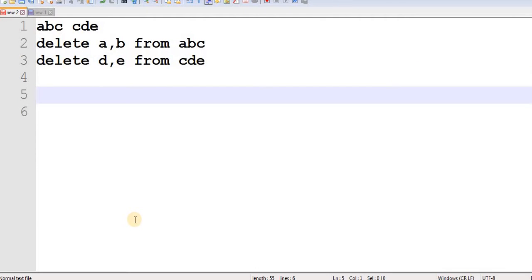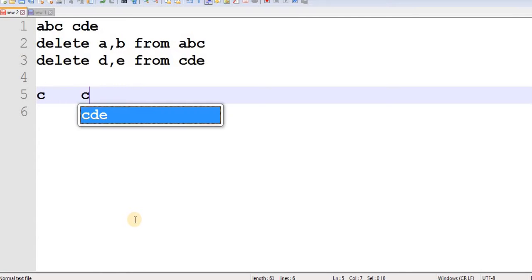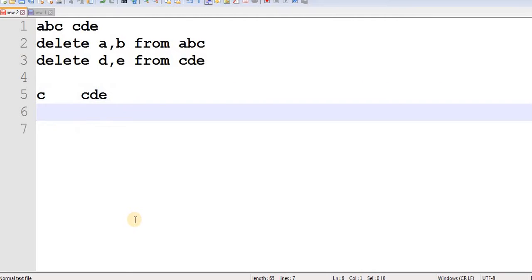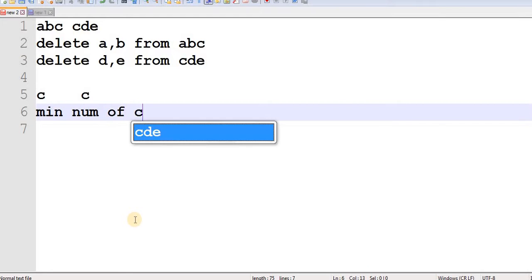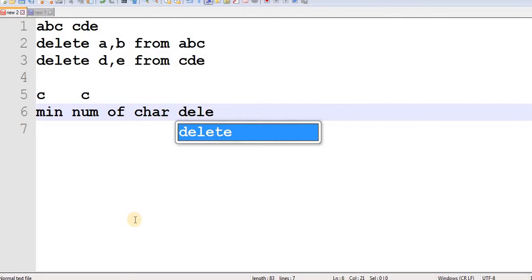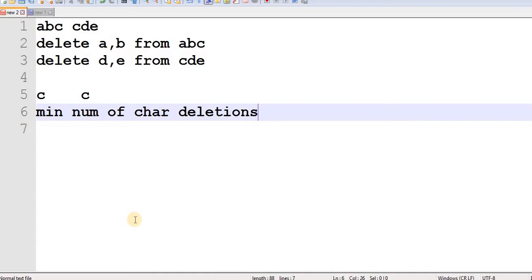Now after deleting A, B from ABC, we are left with the character C, and after deleting D, E from CDE, we are left with C in the second string. C and C are anagrams of each other. So the minimum number of character deletions is 4 to make ABC and CDE anagrams.